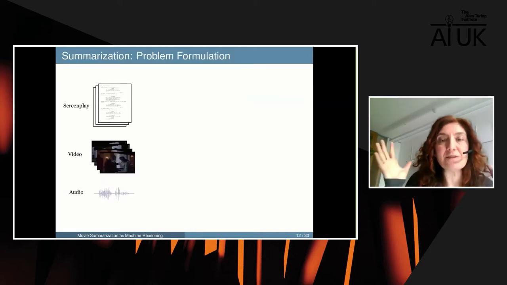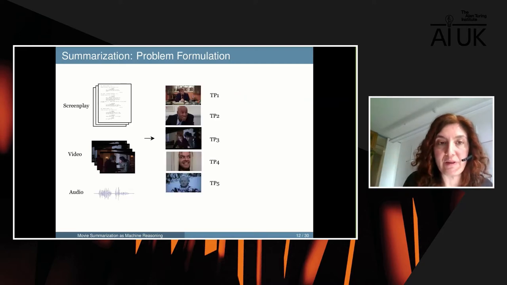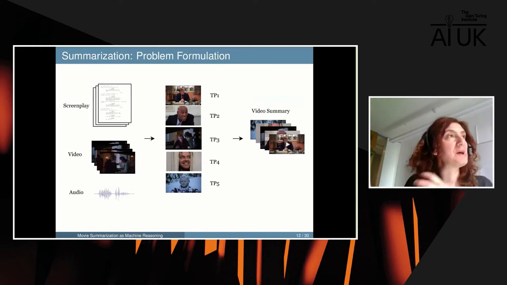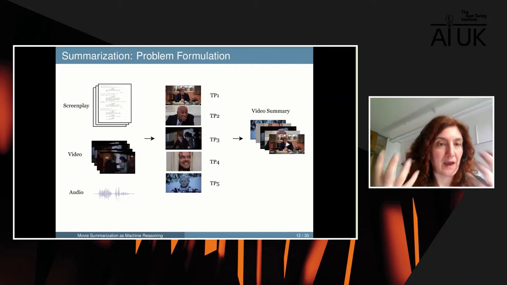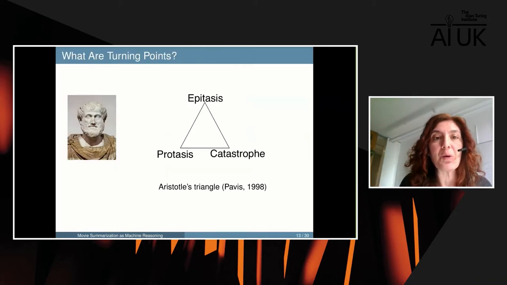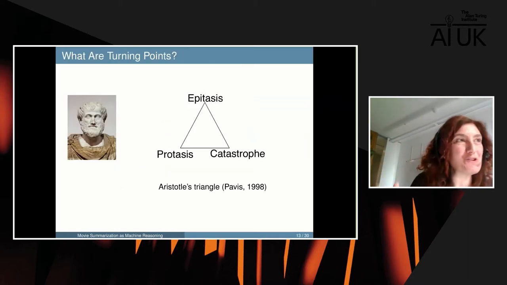This is a bird's eye view of what's going to happen. We have the screenplay, the video, and the audio, and we will use all this information to segment the movie into these turning points, the main events in the story. Then we're going to take these turning points and concatenate them, and this is our video summary. I'll show you how we do this. But before I do that, I have to explain what turning points are.